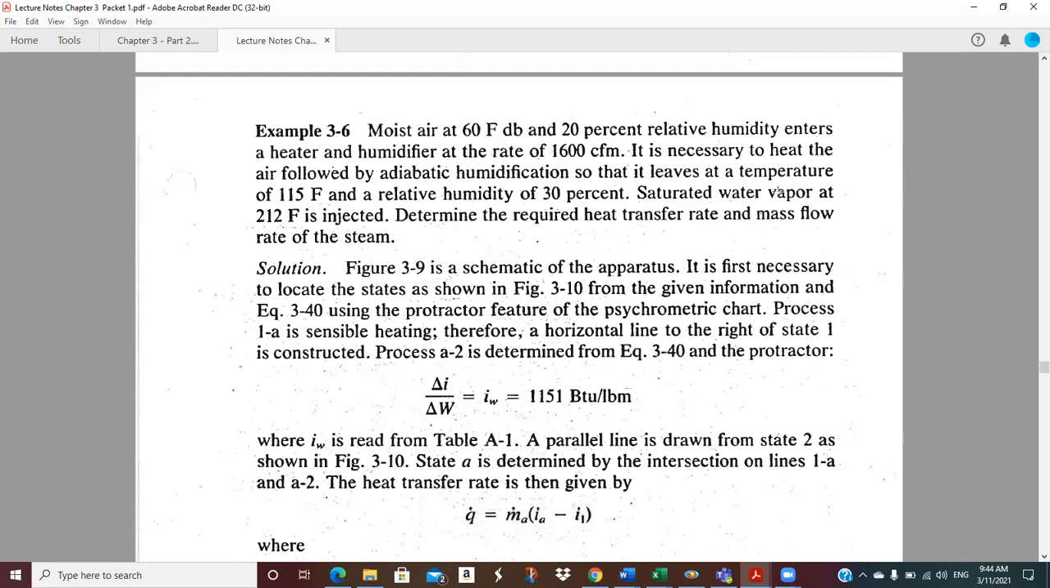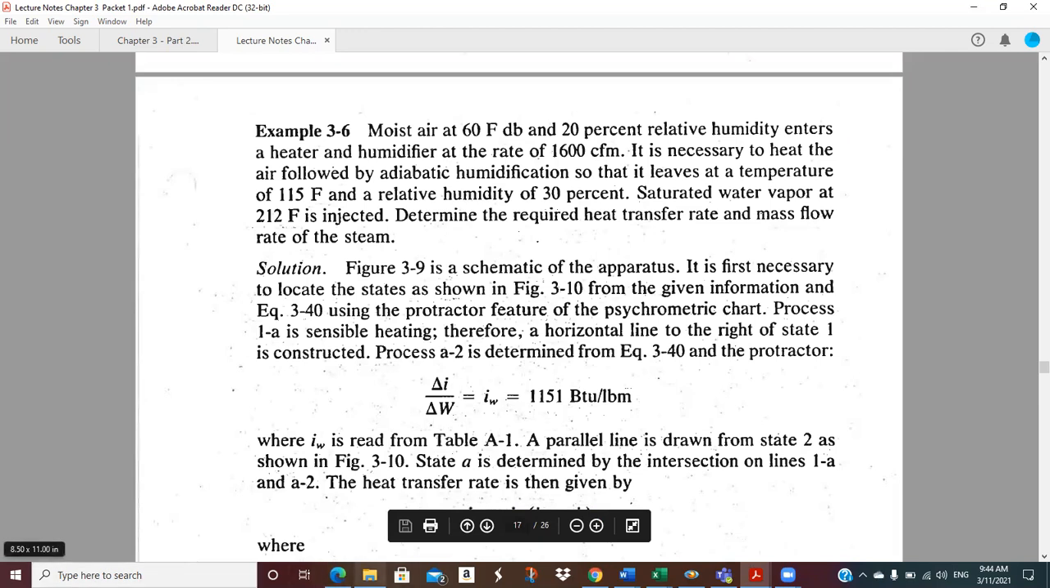Okay, saturated water vapor at 212 is injected. So that's where we'll look up saturated water vapor at 212, and that's the enthalpy that we'll use for the moisture. And 212 is way hotter than this air, so it's going to heat it as well as humidify it. From common sense, you can tell that. We want to calculate the required heat transfer rate and the mass flow rate of the steam that's fed to the humidifier that goes into the airstream, okay? So let's see.